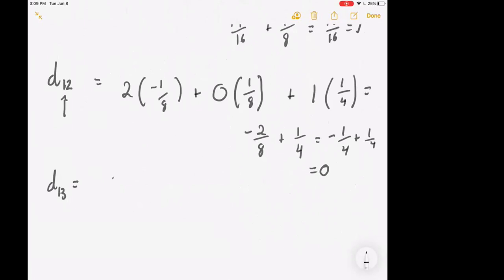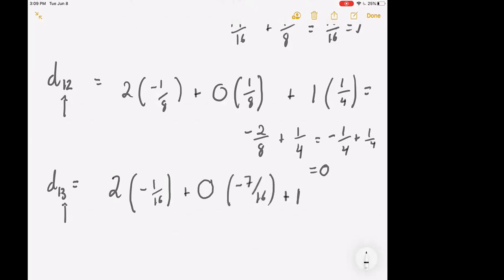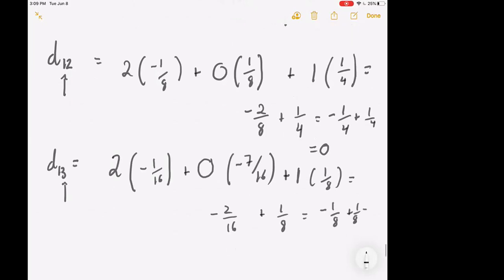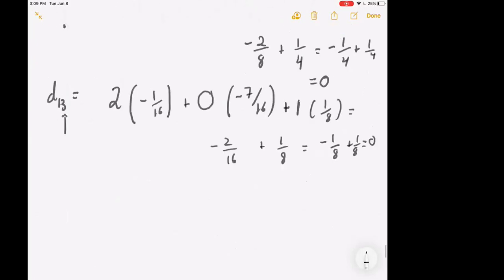Final matrix element, the first row of the first matrix is what's in play. So those guys never change, but you're looking at the third column of the second matrix. So you have a minus 1 over 16 plus 0 times minus 7 over 16 plus 1 times 1 over 8. This is going to be minus 2 over 16 plus 1 over 8. That's going to be minus 1 over 8 plus 1 over 8, and that's going to vanish. Okay, 2 down, 3 down, 6 to go.